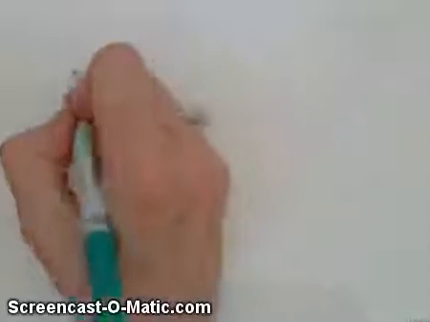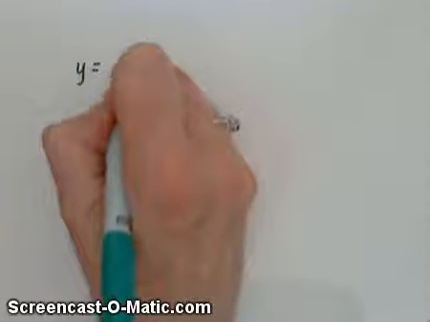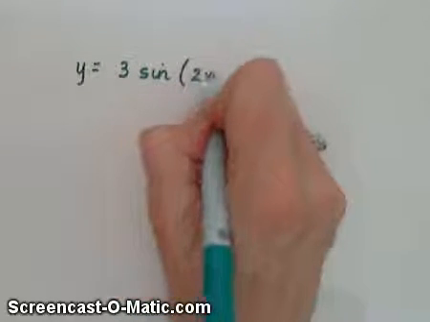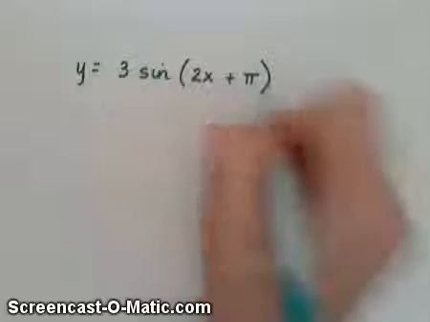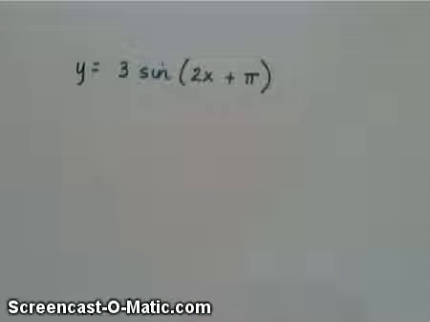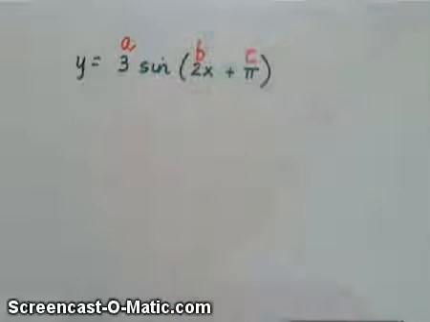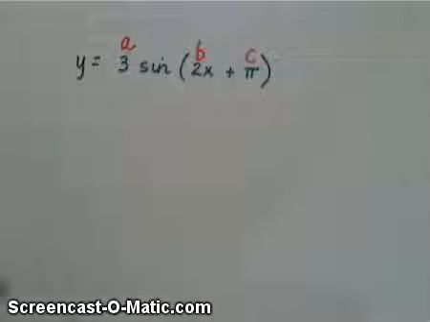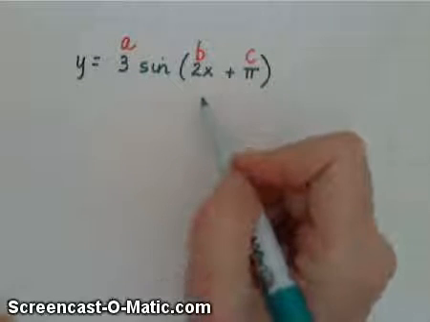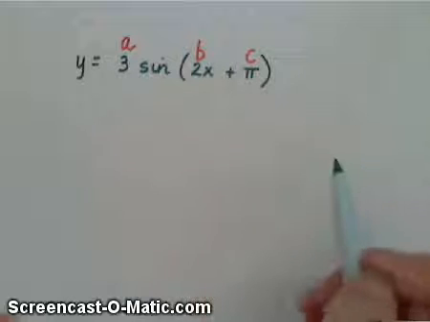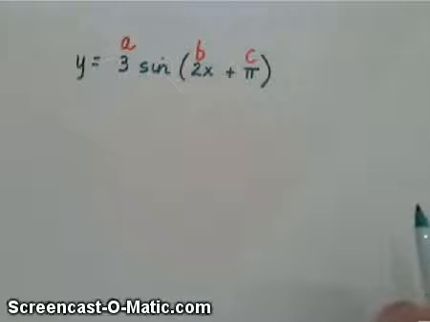All right, here's our graph. Y equals 3 sine, now here are the parentheses, 2x plus pi. And that's your graph. Now let's label. First of all, this is A, this is B, and this is C. There is no D. Notice the C is inside the parentheses with the X, and that's the main thing you're going to see. It's not a constant. It's actually affected inside the parentheses like horizontal shifts for other functions.